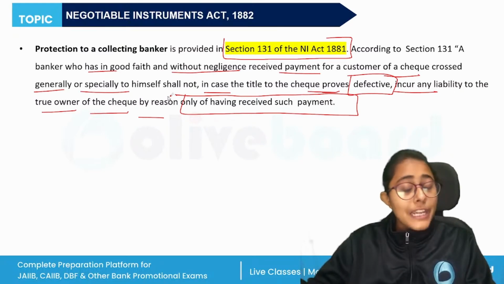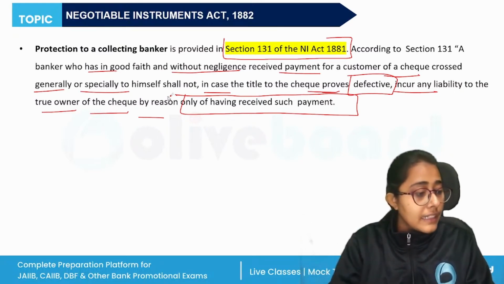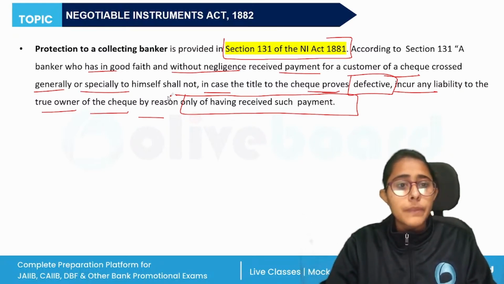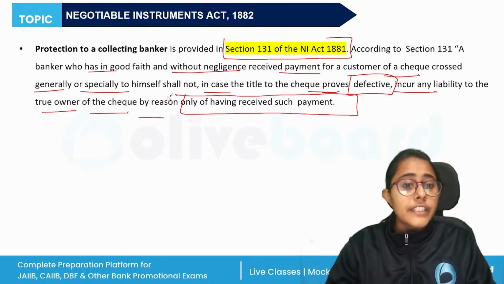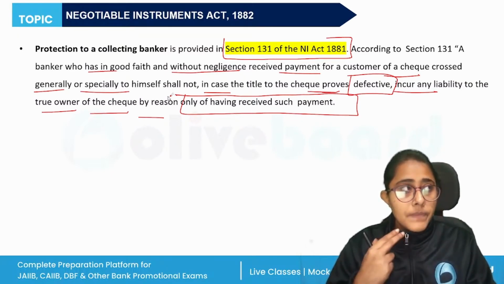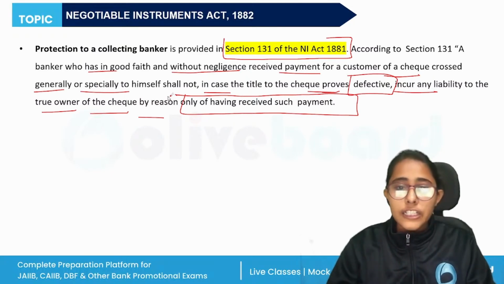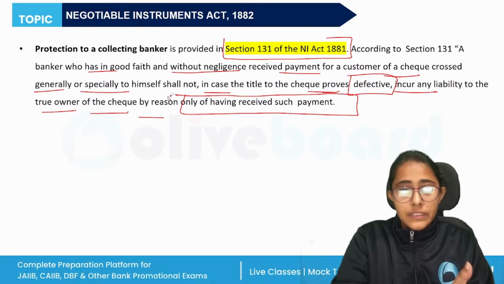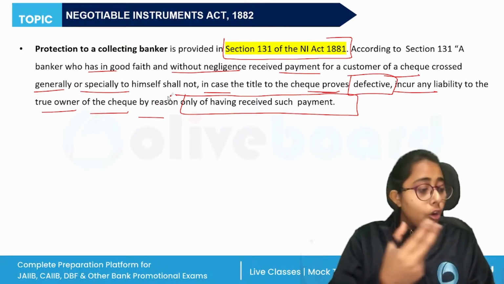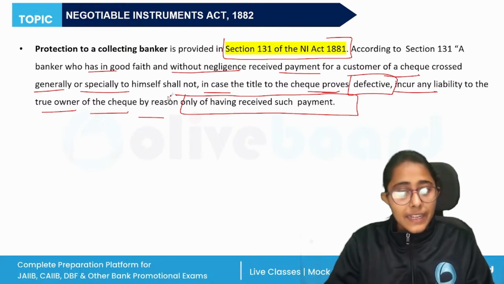So they need to make sure that the drawer signatures are correct, and then collection should be done in good faith and without any negligence. Collection should be done on behalf of the customer only. Verification of the genuineness should be done. So if the electronic image of a truncated check is received, then the bank should have verified the apparent genuineness. They need to make sure that all the information that is given is correct.